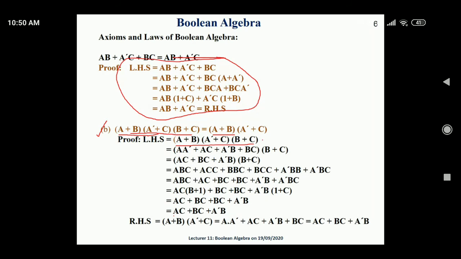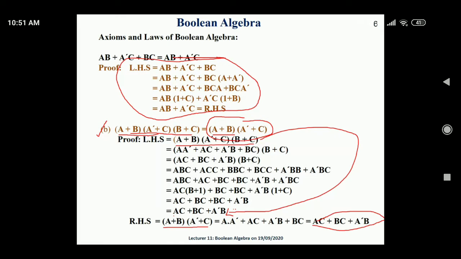When we derive this, we get this particular expression. And if we consider only the right hand side, we get this particular expression. This one and this one are the same. So we can say that this expression equals this expression. So here I am using equals. This is the proof.